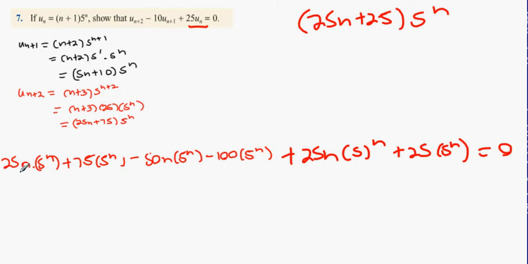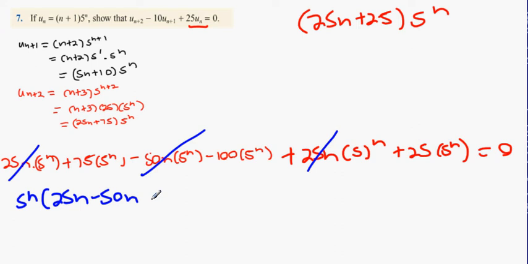So what we have here is 25n plus 25n minus 50n is 0. Or you could also just say 5 to the n multiplied by (25n minus 50n plus 25n), and that all goes to 0. So 0 times 5 to the n is 0.